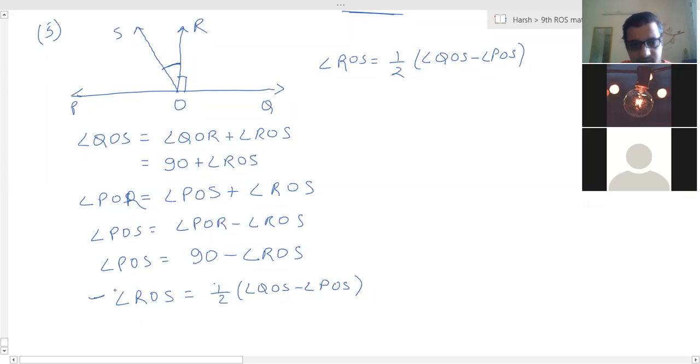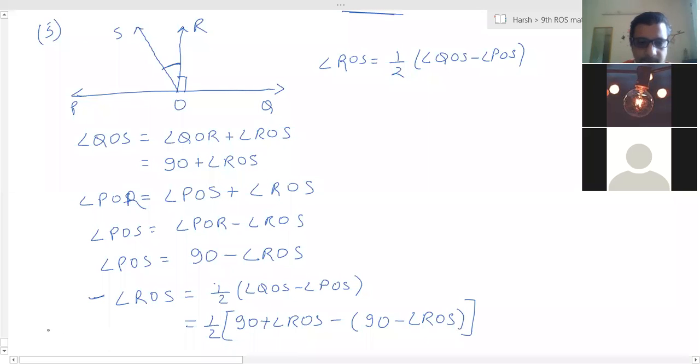Yes, sir. Now, in half into angle QOS minus POS, we can substitute QOS and POS. That is half into 90 plus angle ROS minus of 90 minus angle ROS. So now 90 will get cancelled.